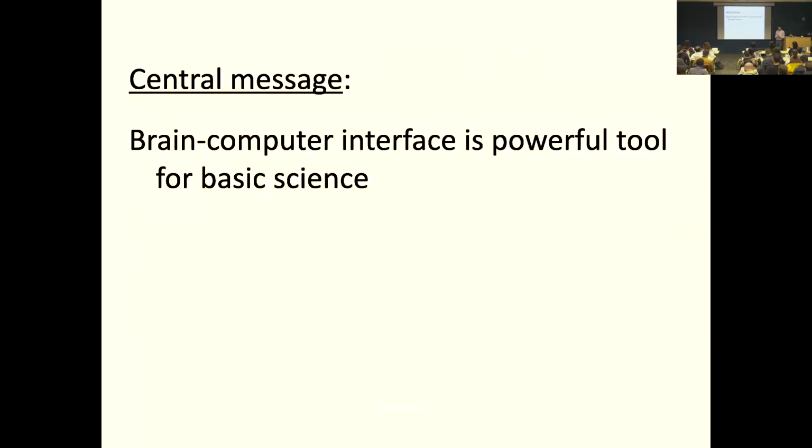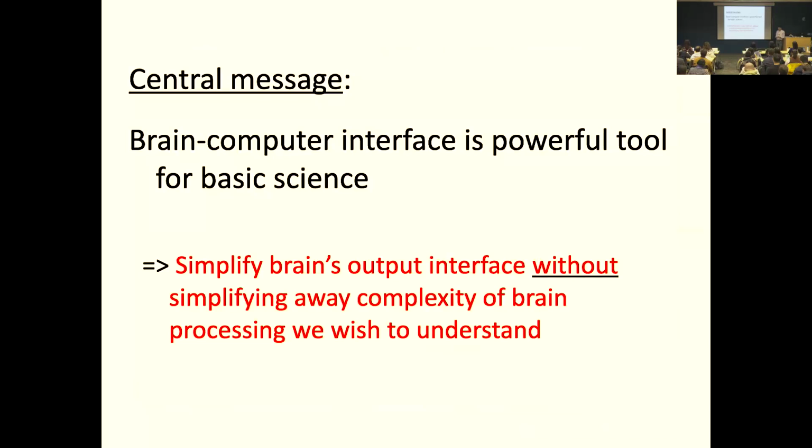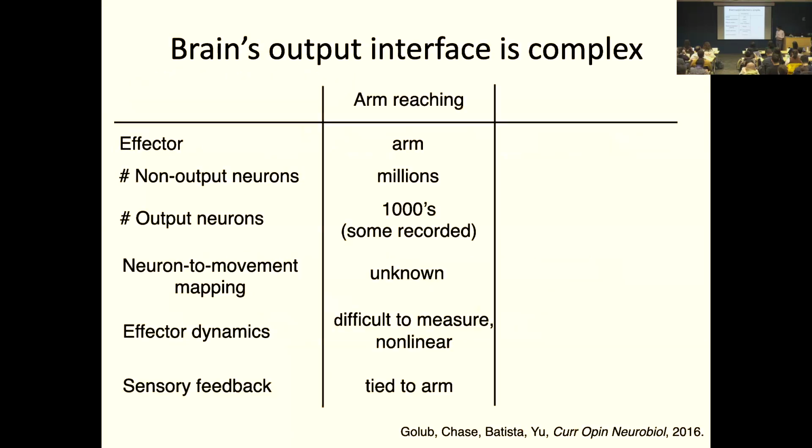So the central message of today's talk is that a brain-computer interface is a powerful tool for basic science. And why might that be? So it turns out that a brain-computer interface simplifies the output interface of the brain without hopefully simplifying away the complexities of brain processing that we seek to understand. Okay, let's talk more about this.